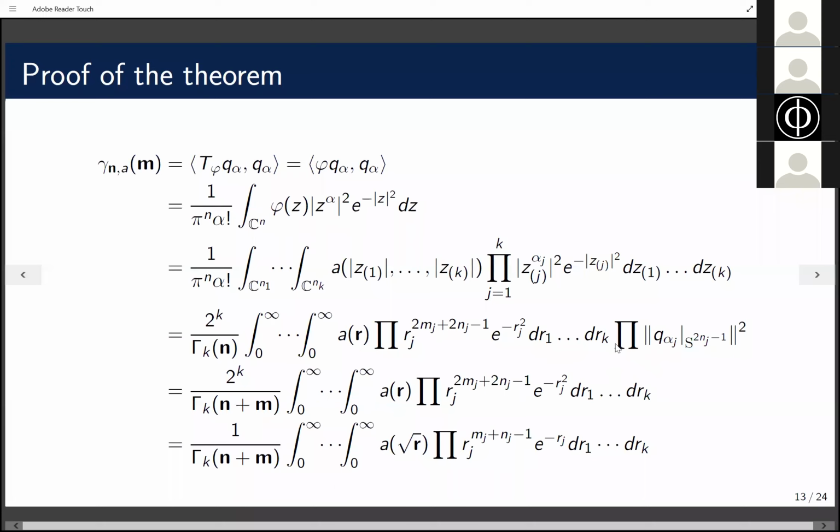And this we computed from the previous lemma to be gamma of n divided by gamma of m plus n, and we can use that. So our formula becomes just this, and then we use a change of variable. We send r to root r, and we get the final formula.